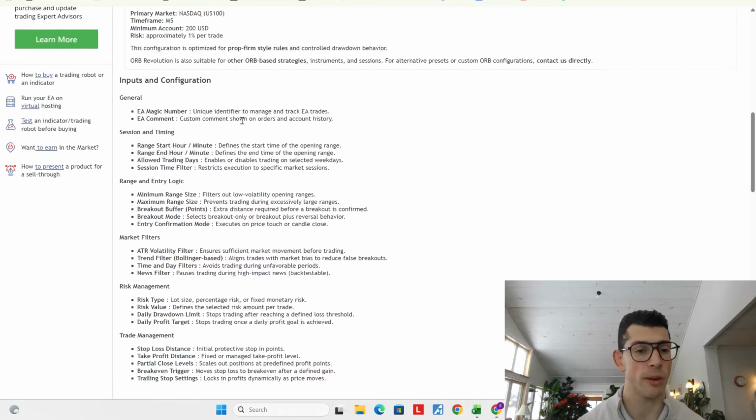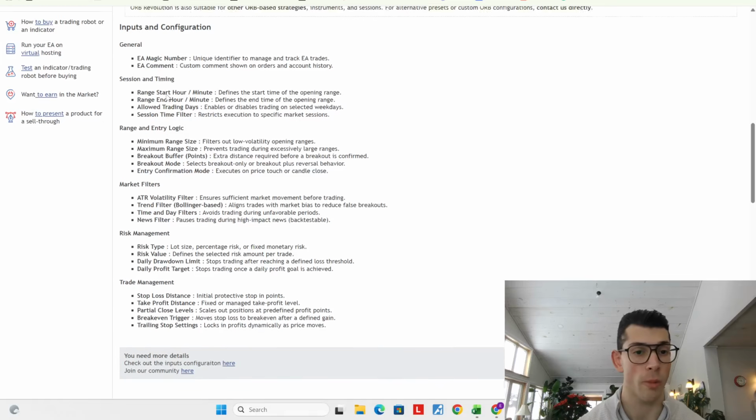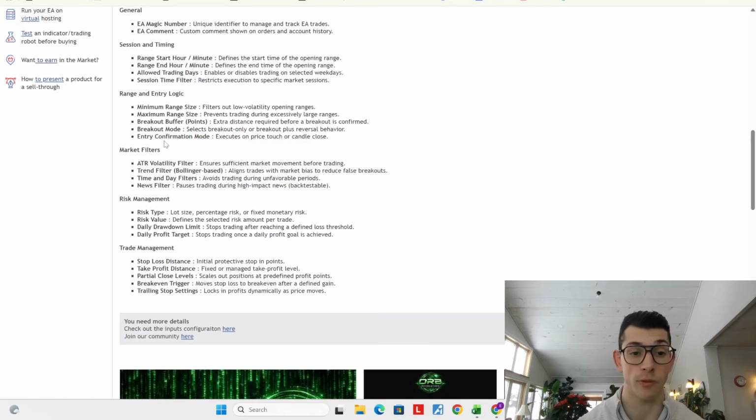So going through some of the inputs here, we can see that it does have the right filters for an ORB. There's a range start, a range end. At the same time, there are some volatility filters here too, such as he is using a trend filter based on Bollinger Bands. He's using an ATR filter for volatility, and he's also using a minimum range size and a maximum range size. Why this makes me nervous is a lot of potential parameters here.